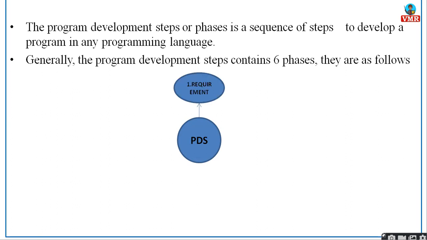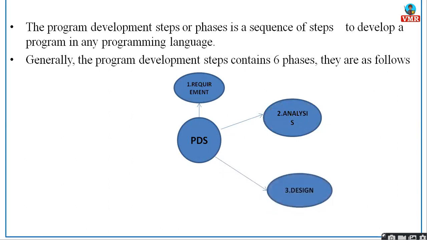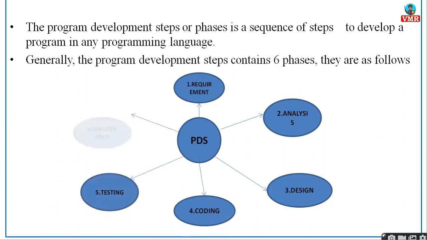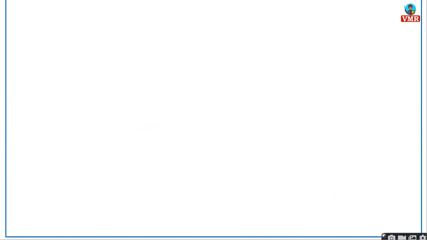In that, the first one is requirements. The second one is analysis. Step 3 is design. Step 4 is coding. Step 5 is testing. And step 6 is maintenance. So we'll see all these different phases and how we are going to implement all these 6 phases in our program. Coming to our requirements.